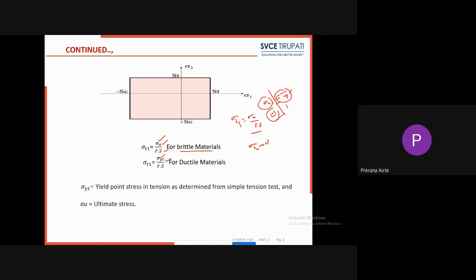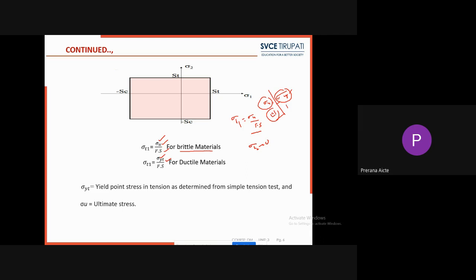If it is not giving any signal, what type of material is it? For example, if you drop a glass, will it give a signal before breaking or not? Without giving any signal, it is called a brittle material.